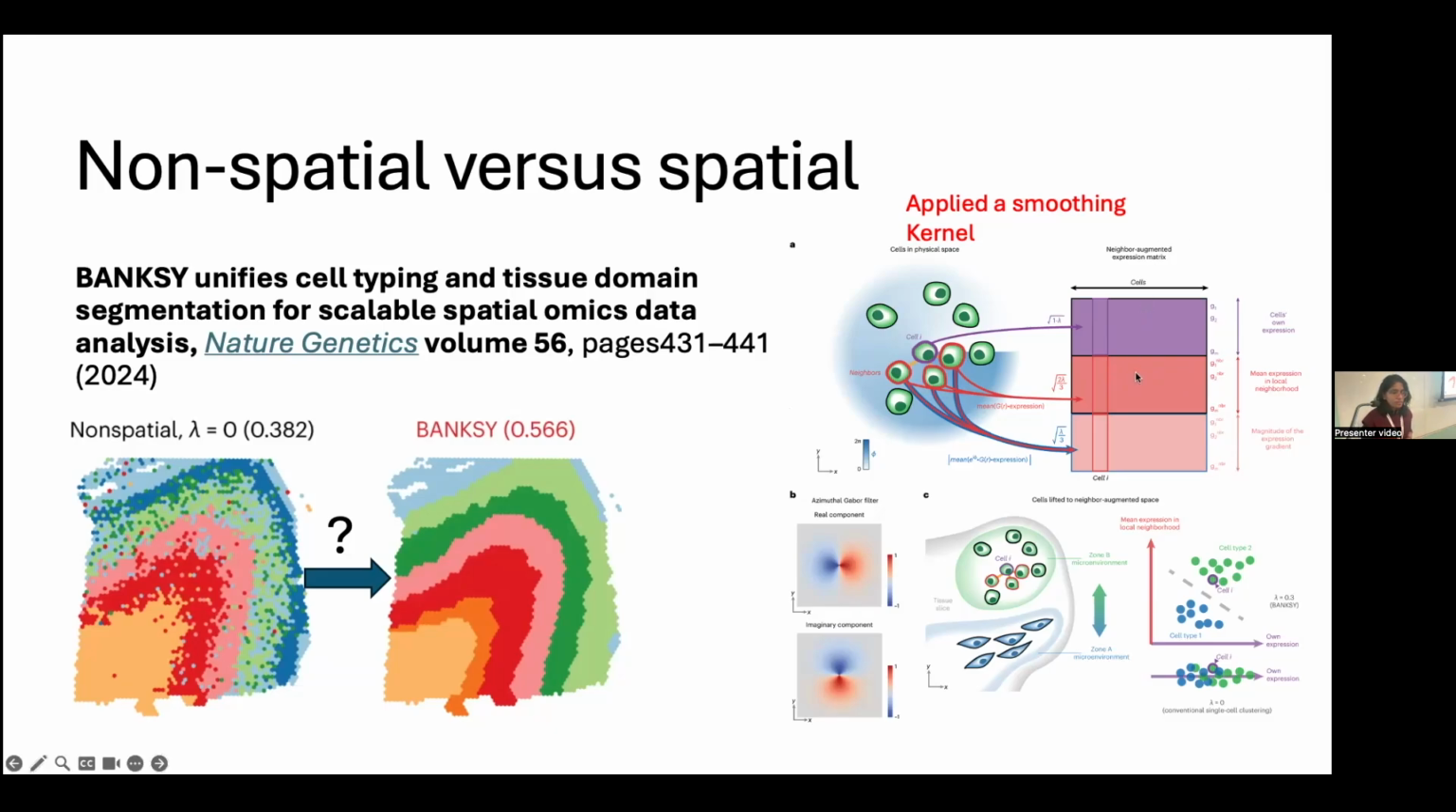So Banksy has got 3 different matrices, all right? And I'll talk about this more. So it's a very clever, intuitive way, and it's logical. So they have one layer of your matrix where they look at just the gene expression of each cell. And then the second matrix is basically the average gene expression of the neighborhood of each cell. All right. And then the third layer, what do you think it is?